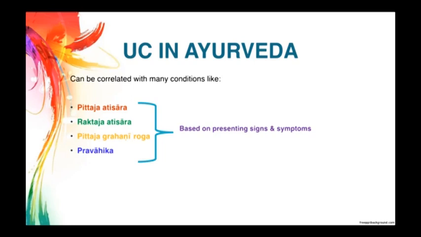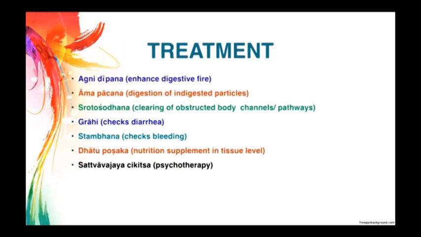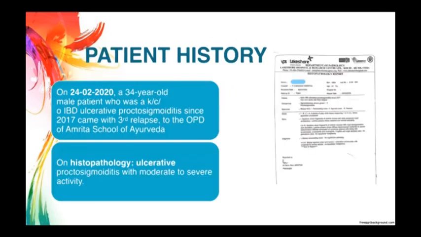Next, Ayurvedic treatment. The Ayurveda treatment includes drugs and regimens that focus on enhancement of digestive fire, that is Agni Deepana, so as to digest the undigested or partly digested food, that is Amapachana, thus aiming at proper digestion. Also antidiarrheals, hemostatics, nutritive support, and also psychotherapy, as there is emerging evidence relating to the role of psychological factors in the manifestation of ulcerative colitis.